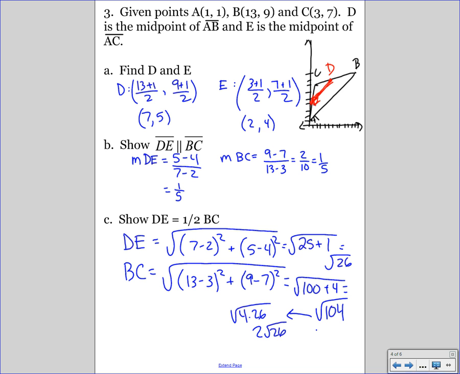So we've shown two things, and this is good review for your final. We've shown that the midpoint of the sides of a triangle are parallel to the third side, and we've also shown that it's half the length of the third side. Okay, so we've used our coordinate geometry to find something about a triangle, and that's what a coordinate proof is.